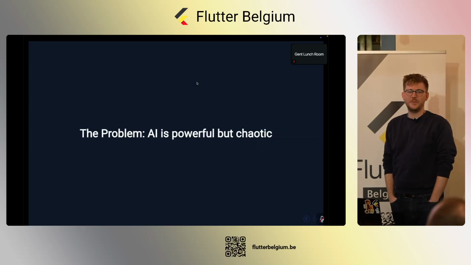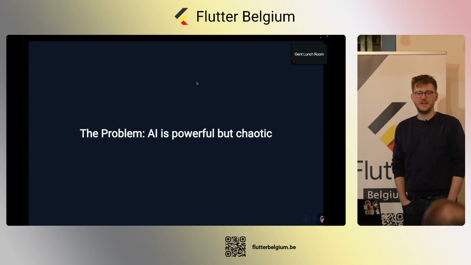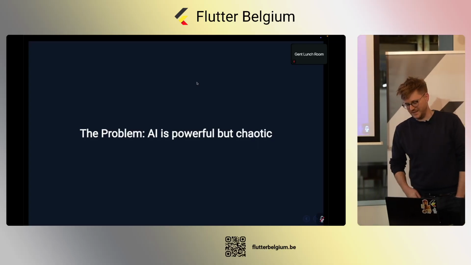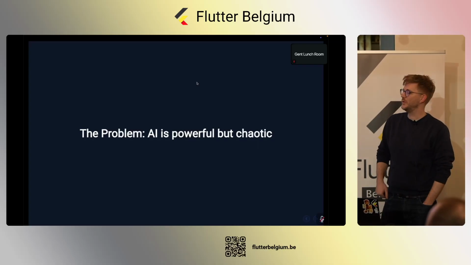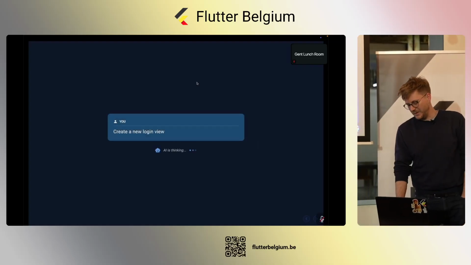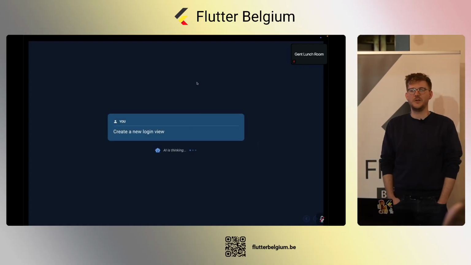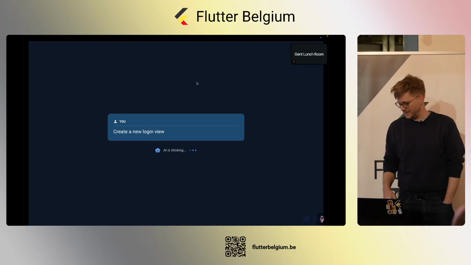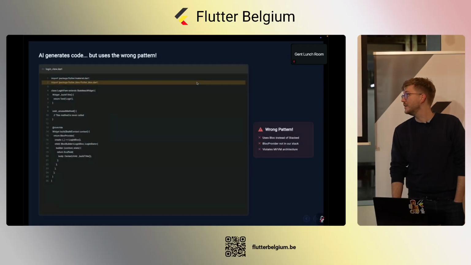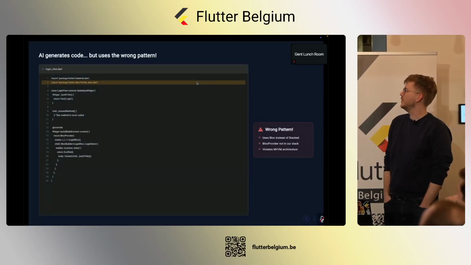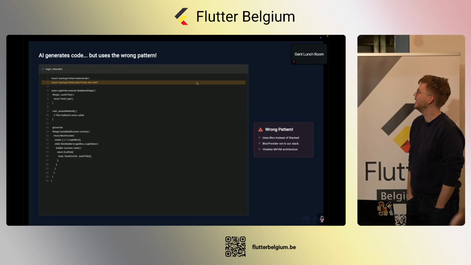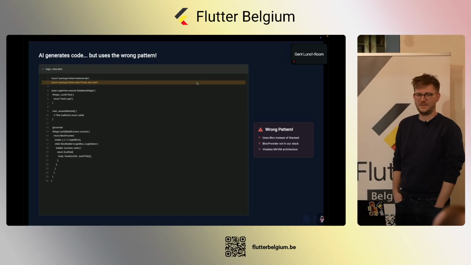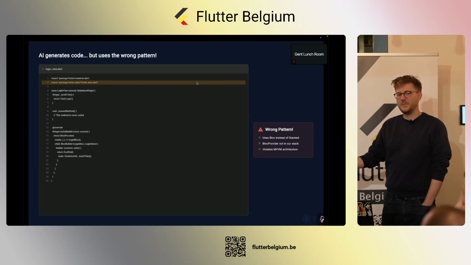The problem: AI is very powerful. You ask it a question and it writes code, a lot of code, and suddenly you're in a big mess, a lot of technical debt. You have no clue how to get out of it. You ask it, hey, can you create me a new login view? It's easy. My coding assistant will help me, and then it writes code. Great, it uses bloc. I don't use bloc, we use stacked. It's not in my code base. We use MVVM, please use it. It's a lot of crap.